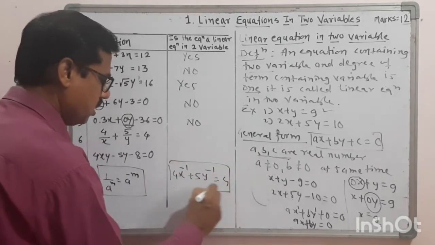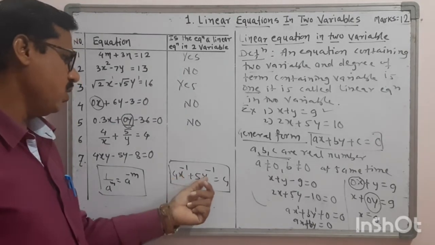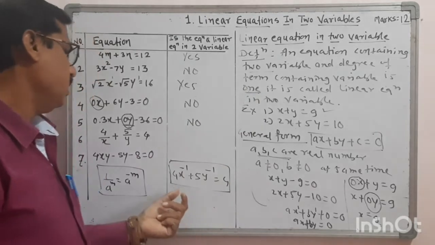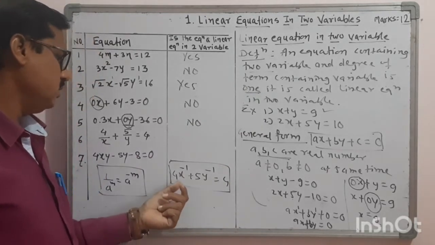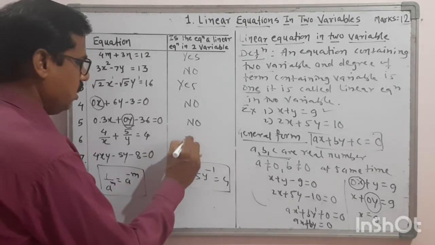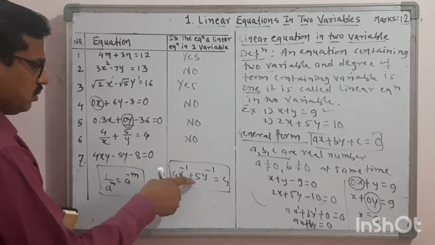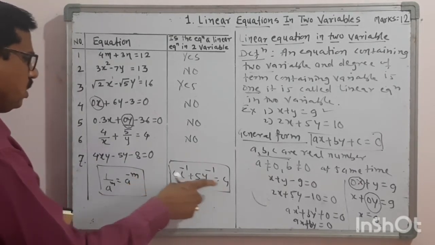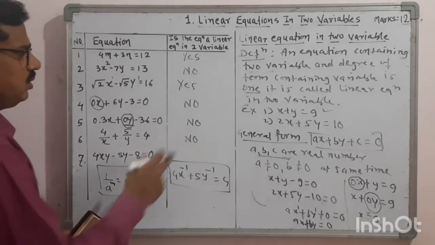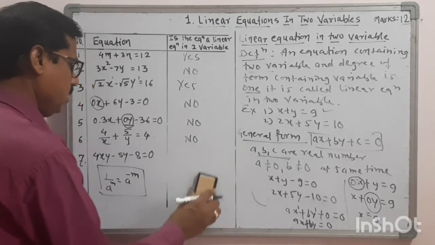In this equation, if we know the definition, x has power minus 1, y has power minus 1. Therefore what is the condition? The degree of the term in the variable must be 1, but here we get minus 1. Therefore this is not a linear equation in two variables. What is the reason? We write x raised to minus 1 plus 5y raised to minus 1 is equal to 4. Here x and y have power minus 1, but our definition requires power 1. Therefore this is not a linear equation in two variables.